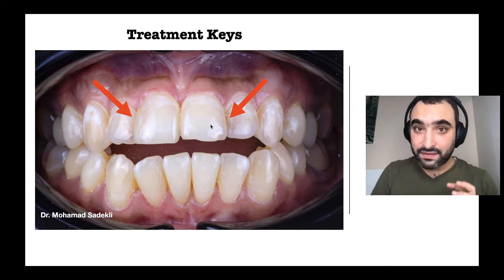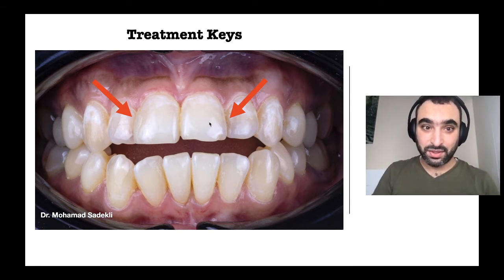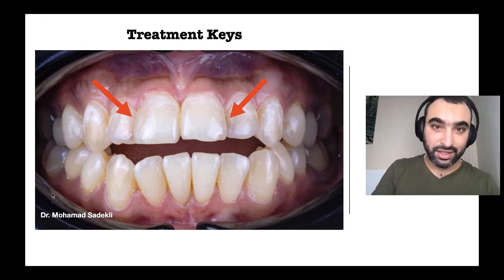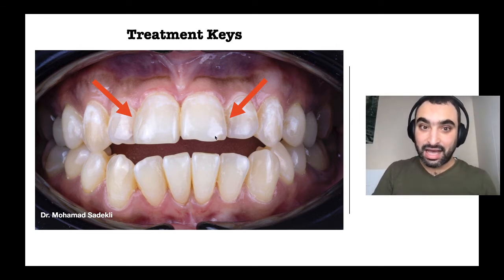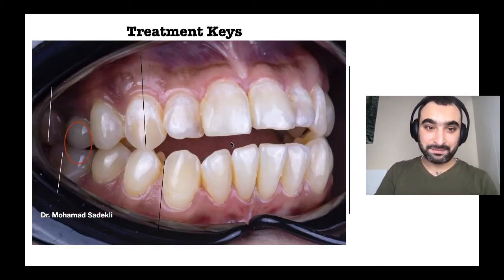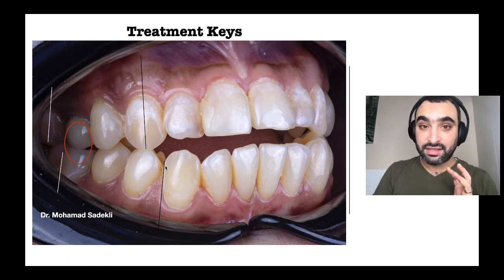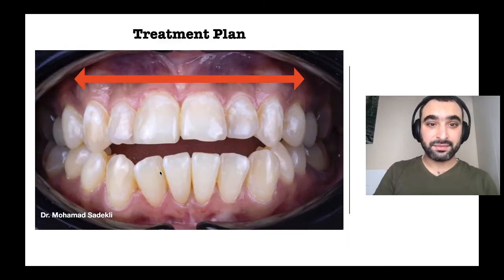So I can have some IPR also, to have some spaces to solve this crowding. So I have now many keys for my treatment planning. And as we see here, that crossbite, class 3, okay? And as I told you, the class 3 is only on the right side.